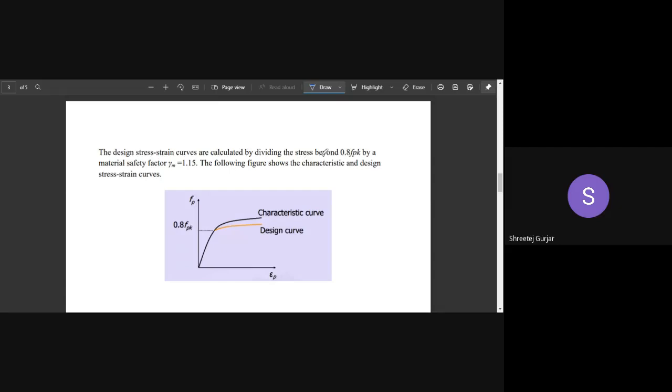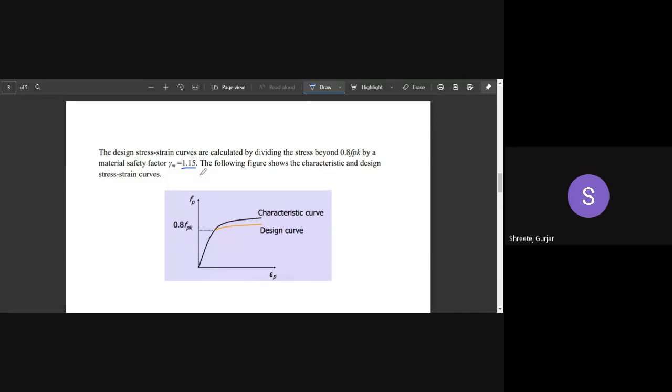Dividing the stress beyond 0.8 fpk by a material safety factor of 1.15. So this is your material safety factor, that is gamma m, that is 1.15. In concrete, we used a material safety factor of 1.5, but here in steel we use 1.15. Just 15% we are using here, whereas in concrete we used 50%.